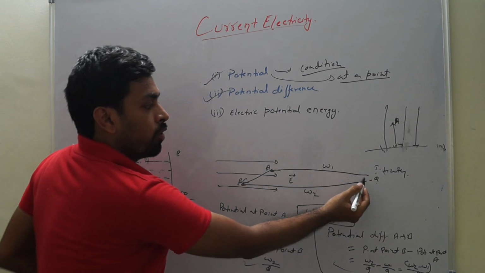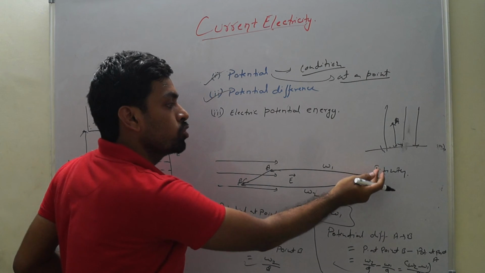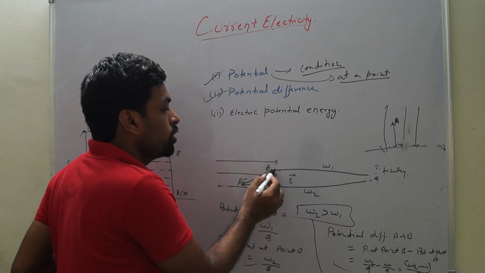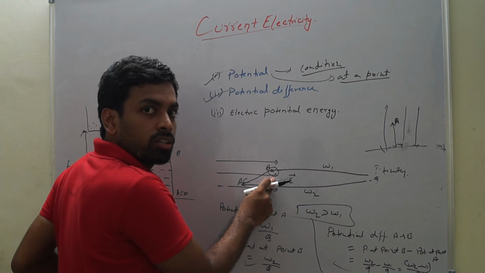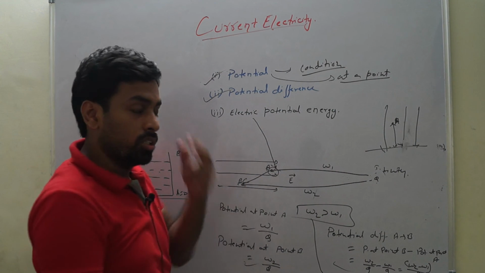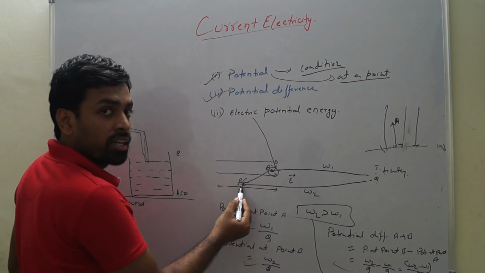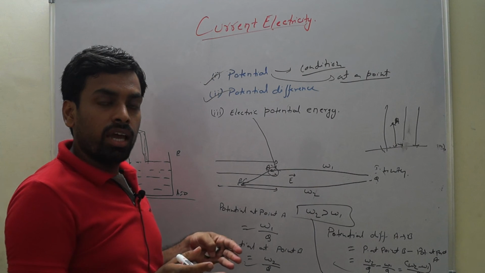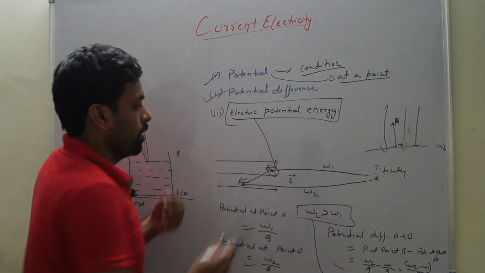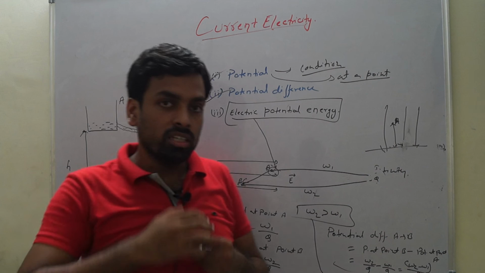Similarly, here also we bring a charge from infinity to a point A, and in that case we have to do some external work on that charge to bring it to point A, and that work is stored in terms of the energy of that charge. So that is called the electric potential energy of that charge. Whenever we move a charge from infinity or any place to any place inside an electric field, we have to do some work on that charge, and that work is stored as electric potential energy inside that charge. I hope you know the basic things by now.